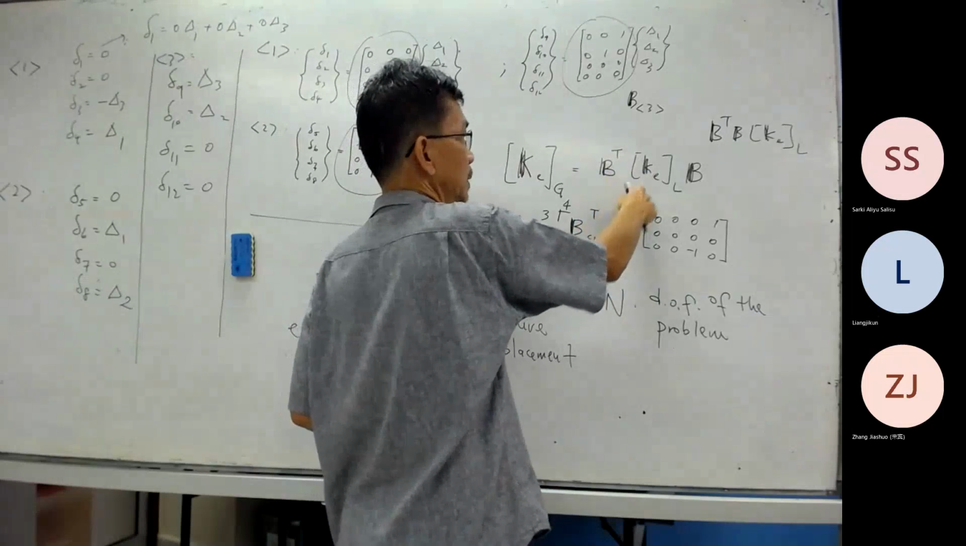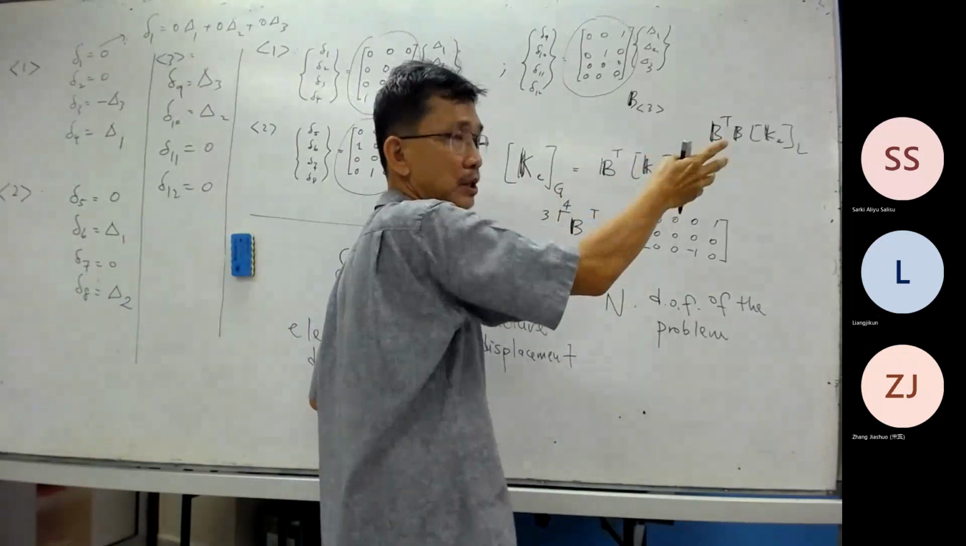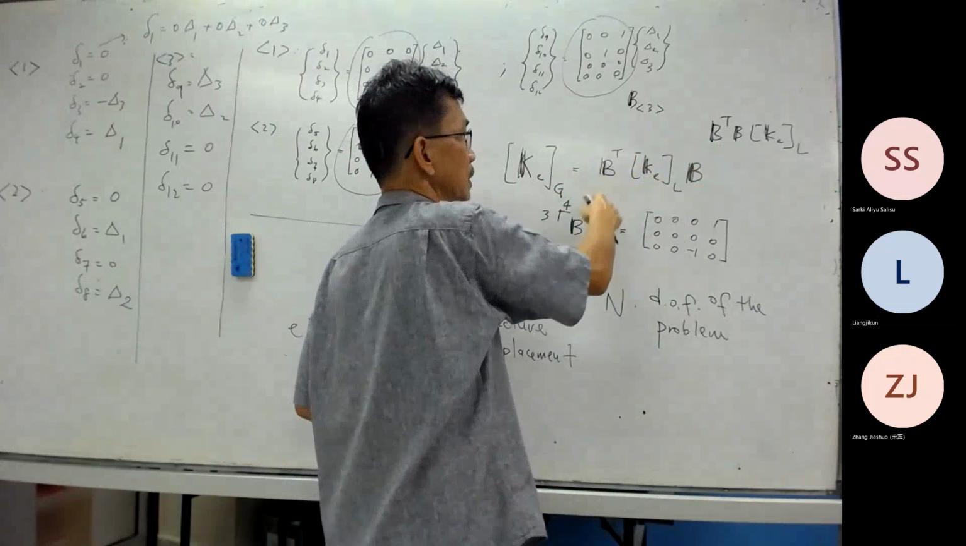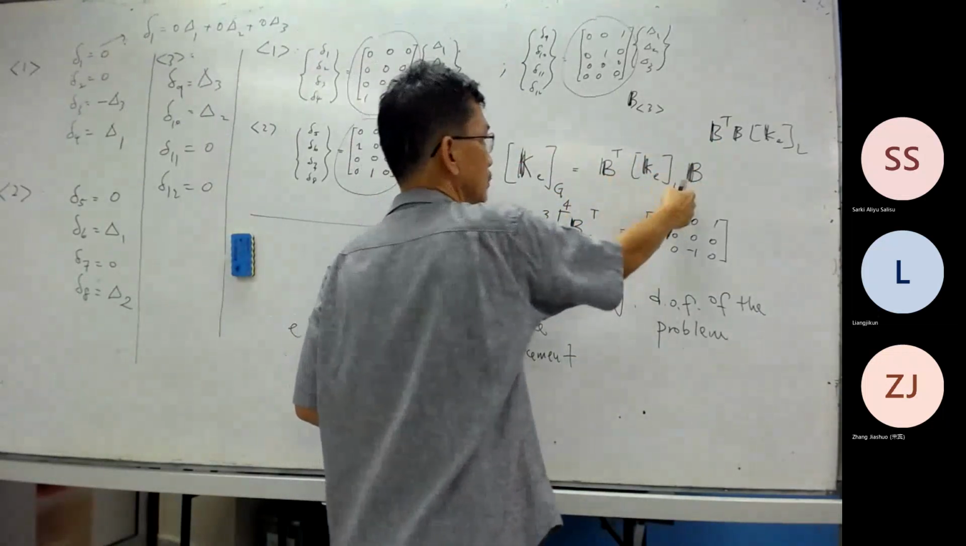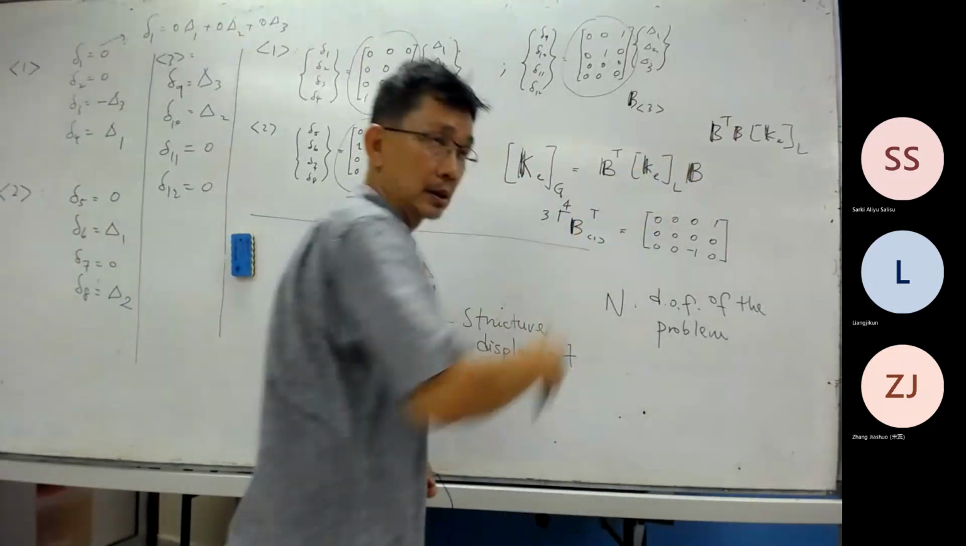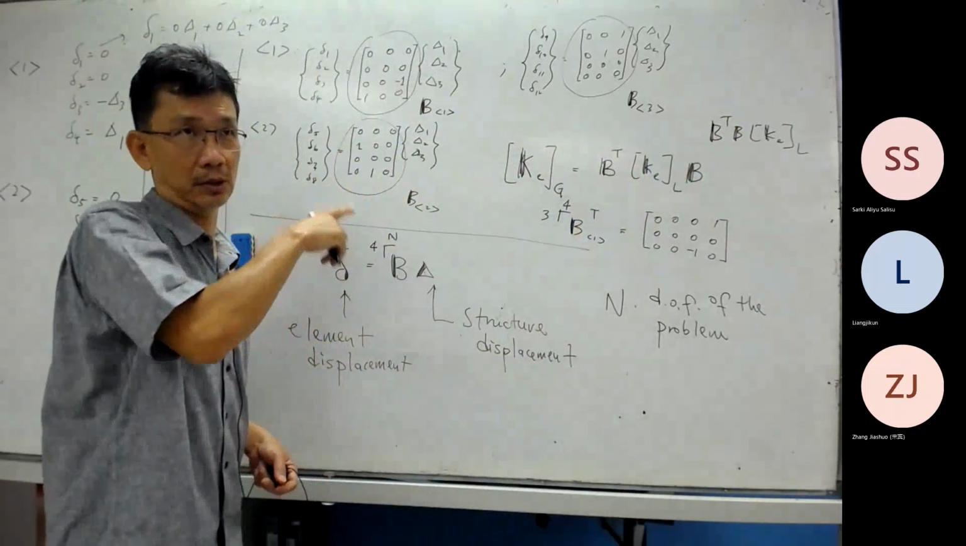It's not like A multiplied by B multiplied by C, where you can change the sequence of A, B, C. Here, you must follow the sequence. This one is multiplied from the left-hand side, this one is multiplied from the right-hand side. It is very important to follow that sequence.